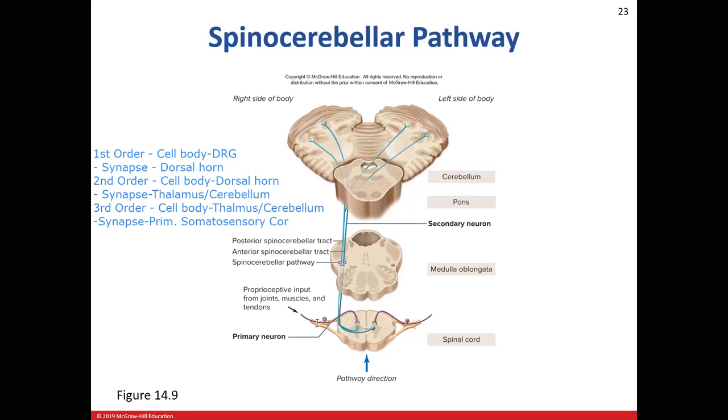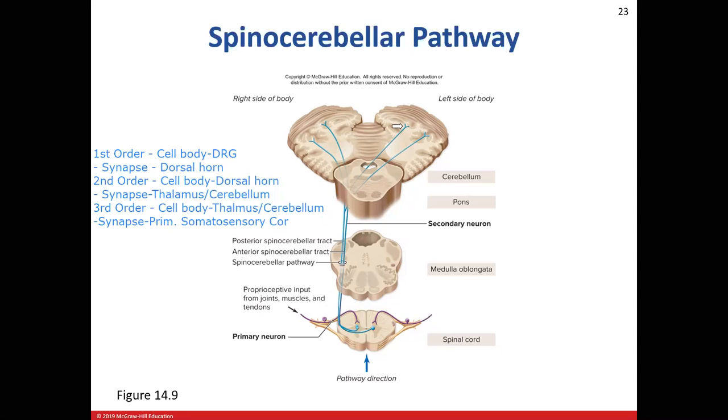So we have that cell body located in the dorsal root ganglion. It does not synapse here. It will synapse in the dorsal horn, which will be right there. Here's the cell body of our second order neuron, and it's going to be in the dorsal horn. It's going to traverse the spinal cord in an ascending pathway, and it's going to come up and synapse, in this case, in the cerebellum.